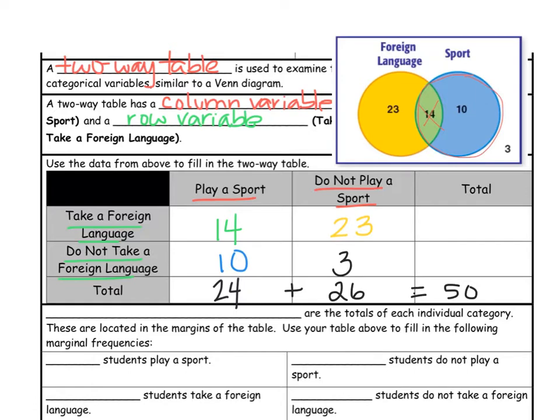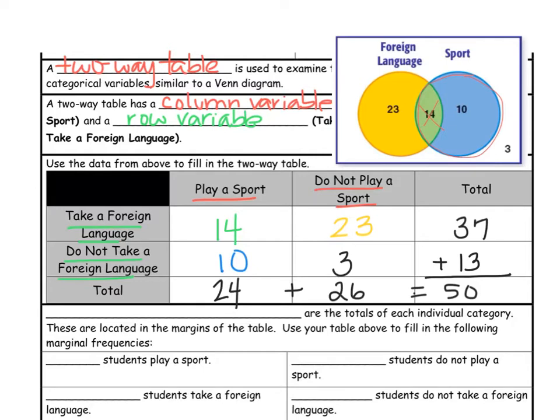So we're going to do the same thing. We're going to take the total of the number of students who take a foreign language. So of the students who take a foreign language, 14 play a sport, 23 do not play a sport, so we have a total of 37 students who take a foreign language. And then do not take a foreign language, there are 10 that play a sport and 3, sorry, that do not play a sport, so we have a total of 13. And if we add up that column, we get a total of 50 students.